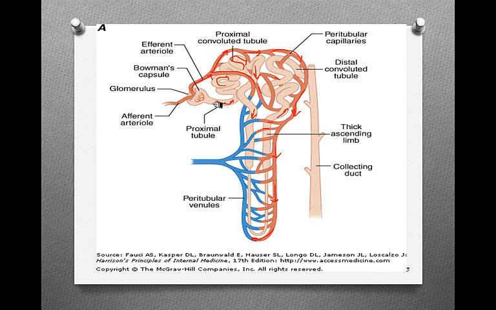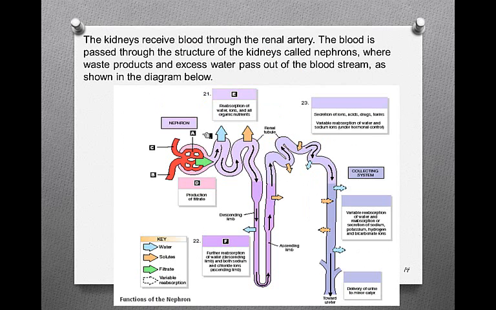So basically, here's all the filtrate coming into the Bowman's capsule. It flows through the proximal tubule, the proximal convoluted tubule. Proximal meaning closest, and convoluted meaning twisty, that's all. And then it flows through here to the distal convoluted tubule, distal meaning far away, convoluted meaning twisty again, to the thick ascending limb, to the collecting duct. Alright.